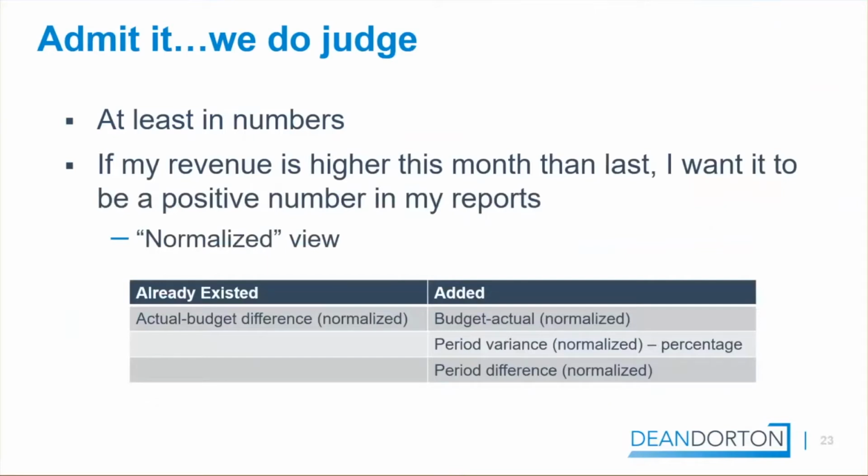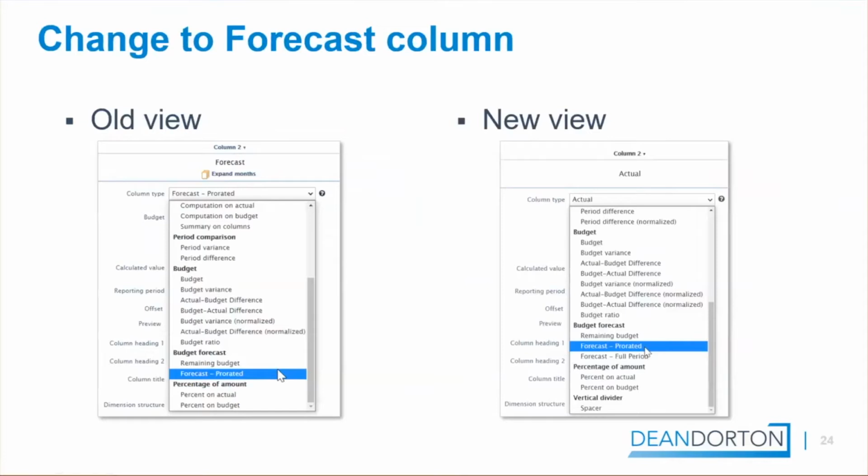Here they've added some additional field choices in the financial reports to create some additional normalized views. So budget to actual, the right-hand side there, budget to actual normalized, period variance normalized, and period difference normalized. So in other words, if the revenue is higher this month than last, it'll be shown as a positive number in the reports, helping you get a quicker, better picture of how those things are working.